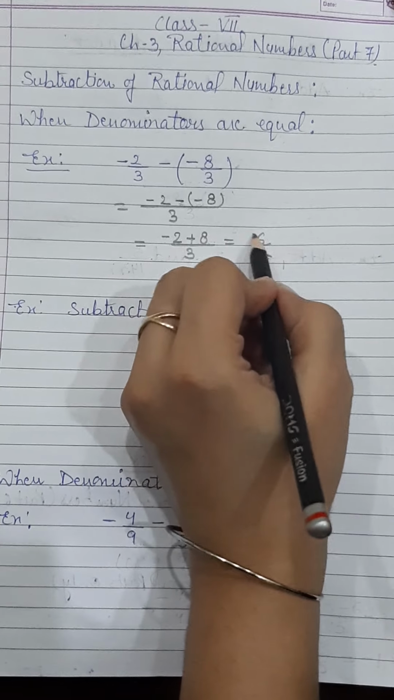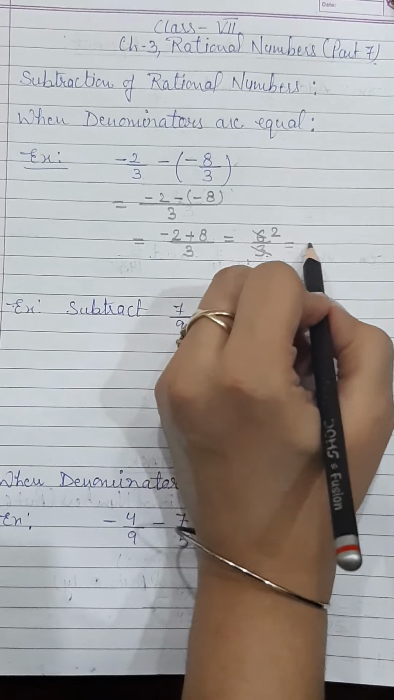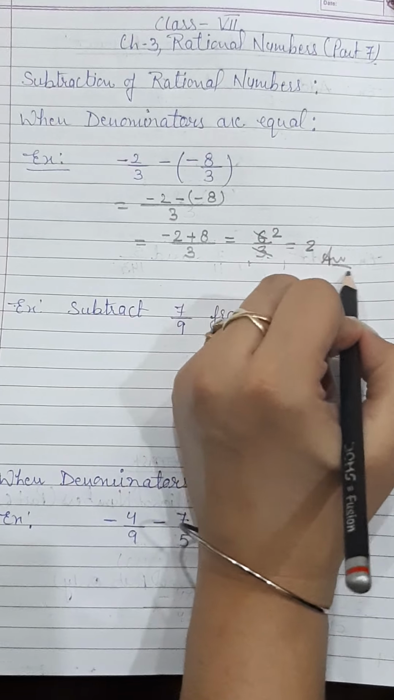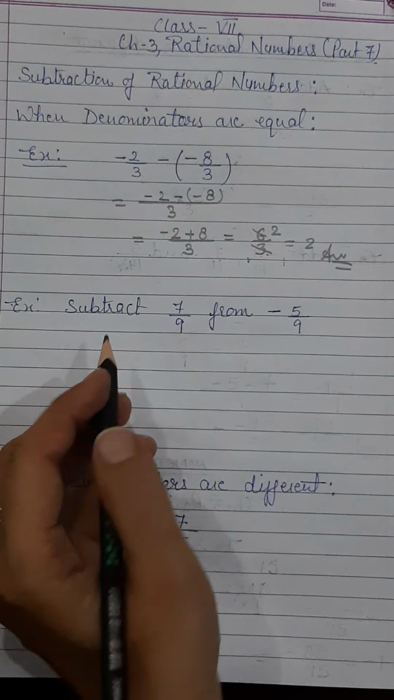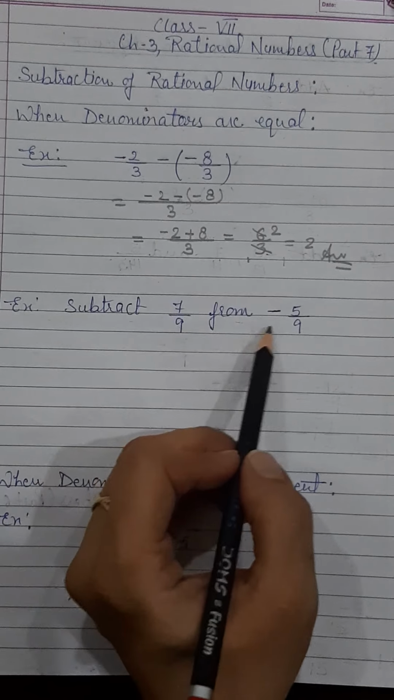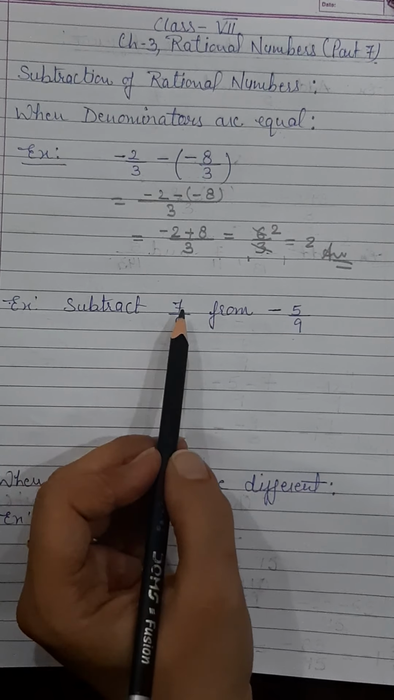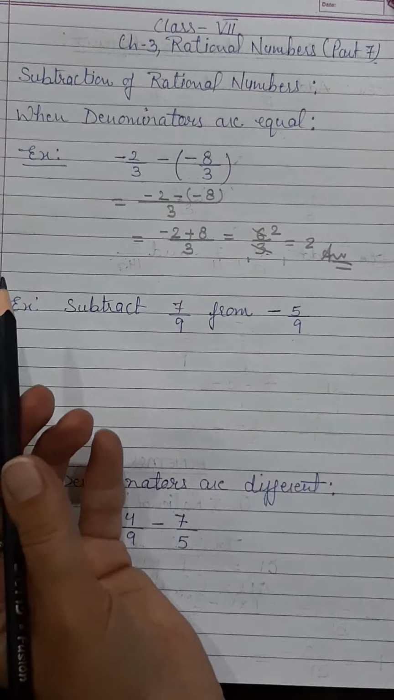Now convert into simplest form. 3 ones are 3, 3 twos are 6. So 2 will be the answer. Is it clear? Now in this example, subtract 7 by 9 from minus 5 by 9. Now you have to subtract 7 by 9 from minus 5 by 9.